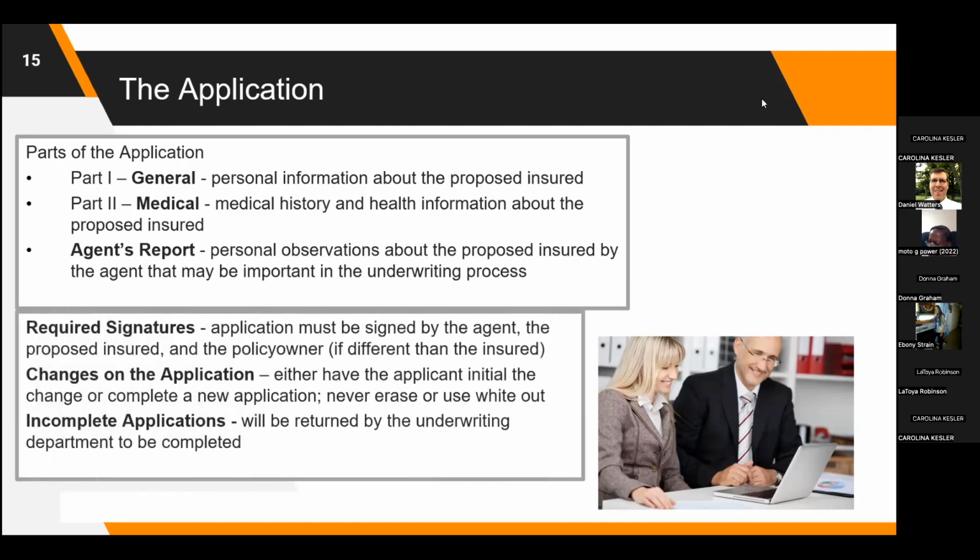So the required signatures on the application must be signed by the agent, the proposed insured, and the policy owner if it's different than the insured, not the underwriter. So they'll say, oh, we'll follow except, right? The underwriter is what doesn't belong. The changes on the application, if you're doing a paper application, you can never erase. That's not allowed, okay? But like I said, chances of you doing a paper app are pretty slim. So you either have the applicant initial or change or complete a new application. You never erase or never use whiteout. But, you know, on electronic, you can just delete, do it over, right? So makes it better. Incomplete applications will be returned by the underwriting department to be completed.